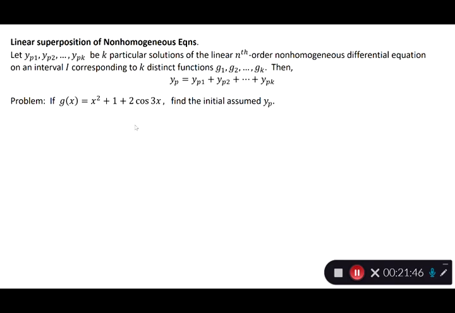Wait a minute. Do we really have 3 distinct functions? Or could I look at x squared plus 1 as just a second degree polynomial? The thing is, we could and we should look at x squared plus 1 as a second degree polynomial plus some cosine kind of a term. So what we are saying is this g of x is actually g1 of x plus g2 of x.